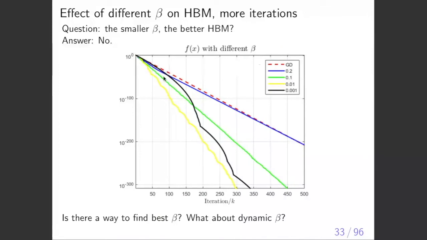The answer is no. So let's say this is the red line, which is gradient descent. Now you pick 0.1, so it goes down like this. Wow, very good. So what about 10 times smaller? That is the yellow one. Wow, much better. Then you may think, what about even smaller? That is the black one. And in this case, the black one is actually slower than yellow. So that means actually there is a value called best beta, and you want to find the best beta. For HBM, actually, you don't know what the best beta is, because here I'm just guessing the value of beta.